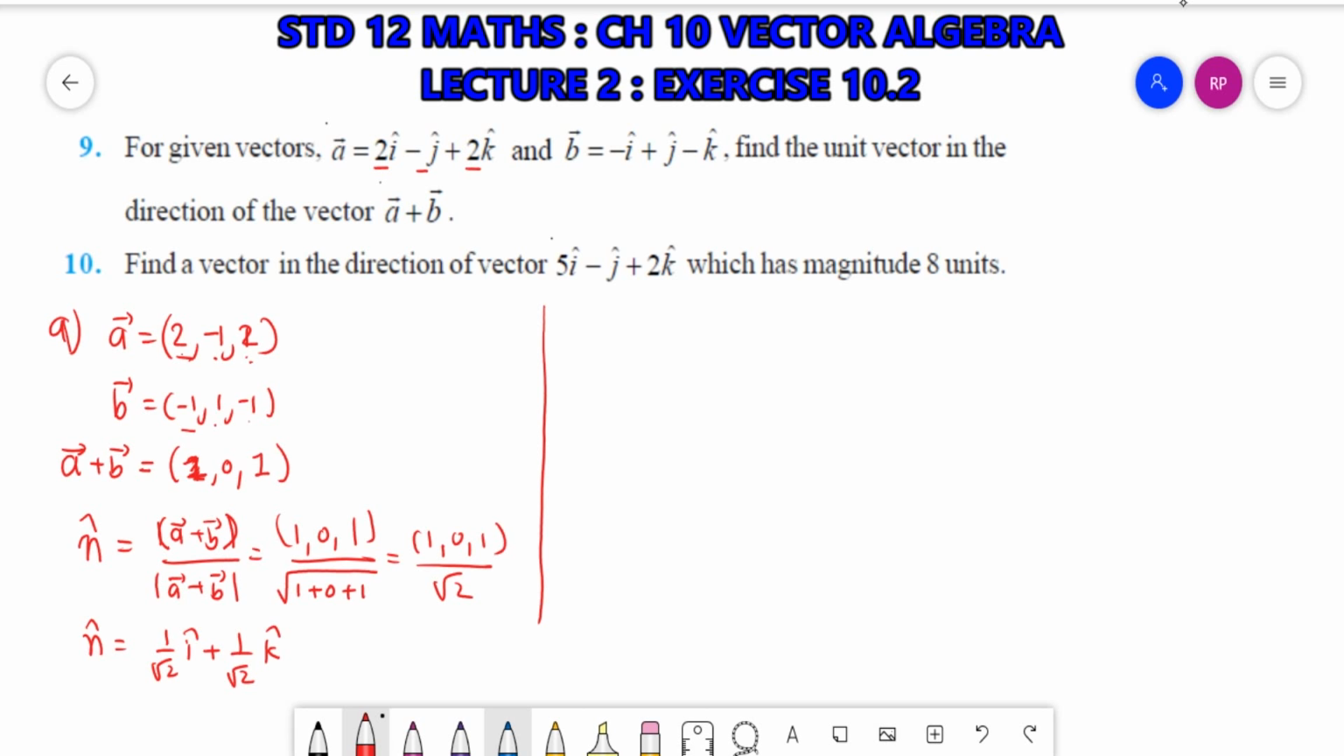Let's see question 10. Now question 10, it is given: find the vector in the direction of 5i minus j plus 2k. So let's call it the vector AB.